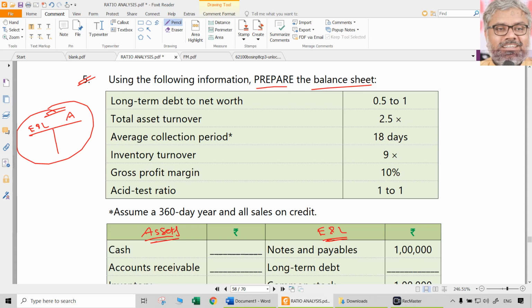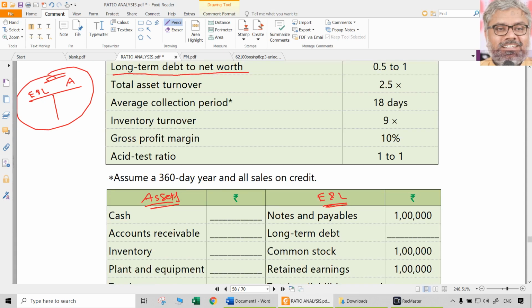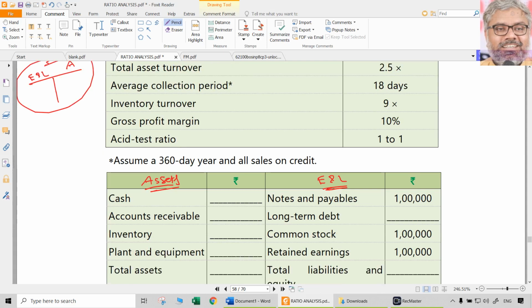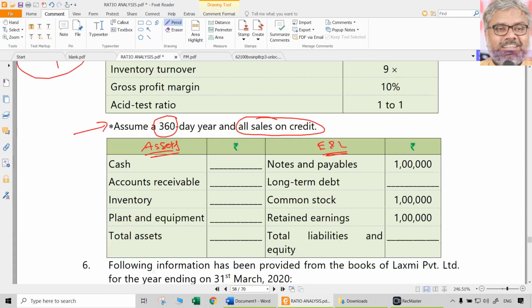So here, information is given. Long-term debt to net worth, that is given. Total asset turnover 2.5x, means times. Average collection period is given. Inventory turnover is given, 9 times. Gross profit margin 10%. Acid test ratio is 1:1. Acid test ratio means quick ratio. And for ambiguity to be removed, 360 days a year has to be taken. All sales are on credit. Even though these are not given, better to take that as a common assumption. If nothing is mentioned, all sales are generally assumed to be on credit. Generally take 360 days. That makes the computations easier.